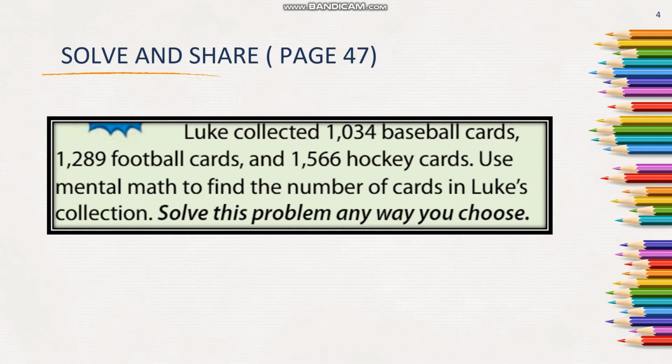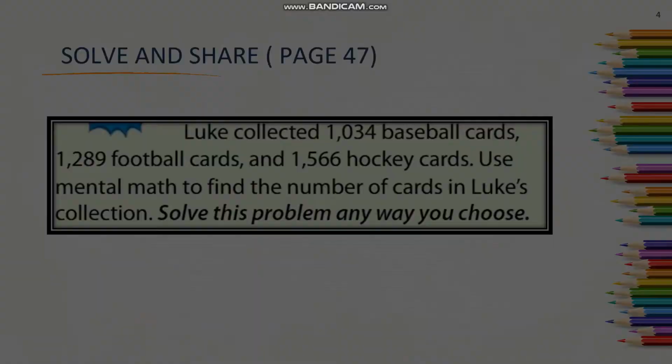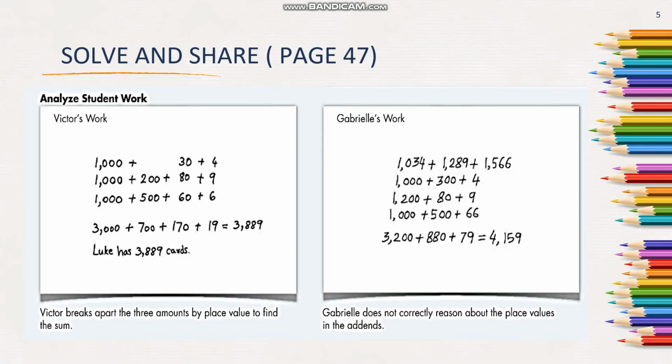Let's analyze this problem. Luke collected 1,034 baseball cards, 1,289 football cards, and 1,566 hockey cards. Use mental math to find the number of cards in Luke's collection. Solve this problem any way you choose. If we're going to analyze Victor's work, Victor breaks apart the three amounts by place value to find the sum.